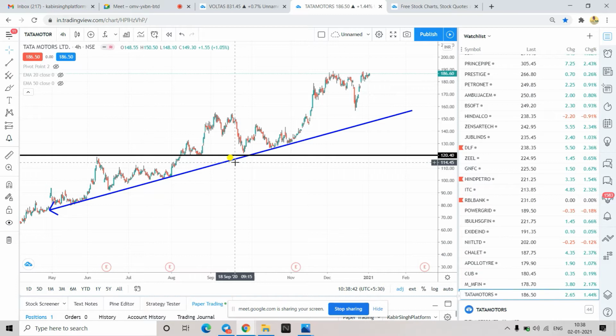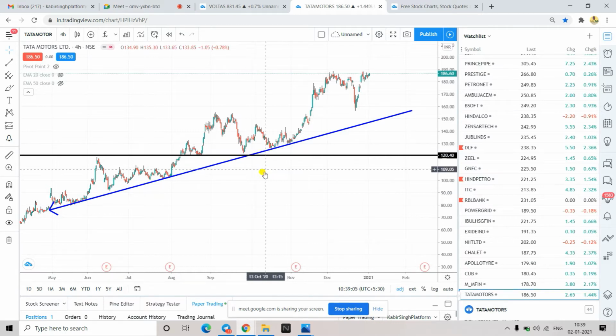Understood this point? So this is an important point. If you get a common point for a trend line and a support, you can see better price action happening from there. If the price is going up from here, it will go sharply up. If it is going down, it will go sharply down.